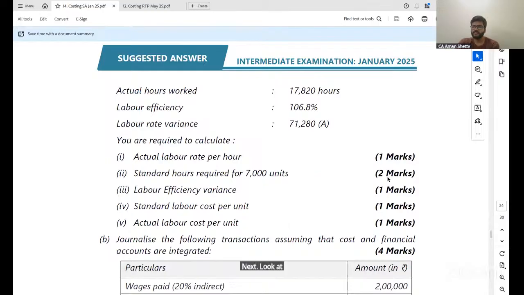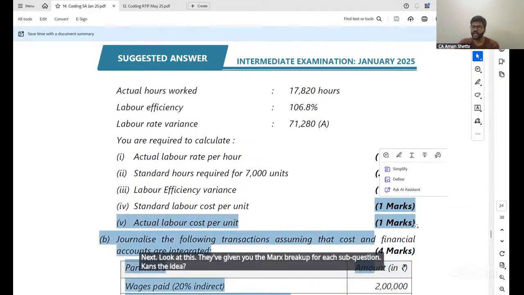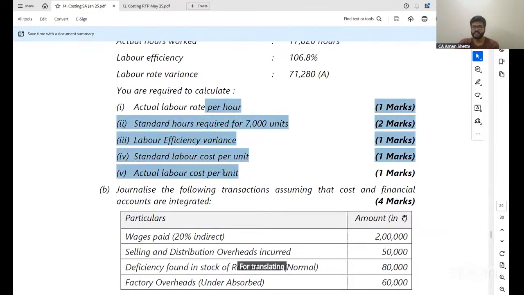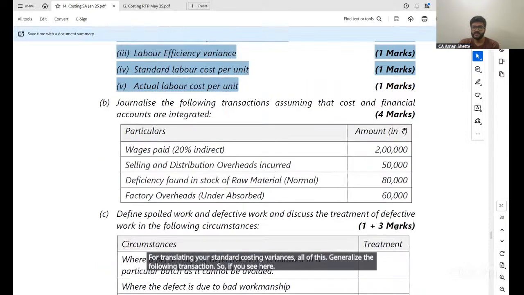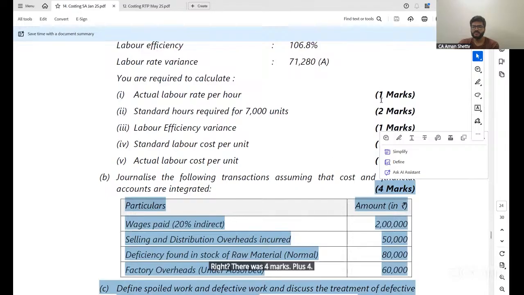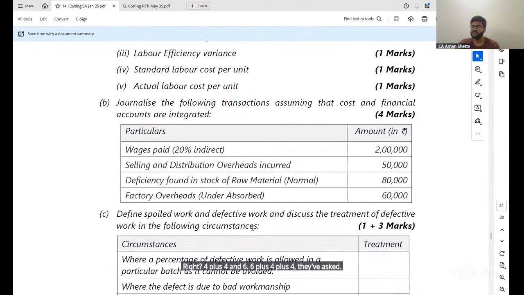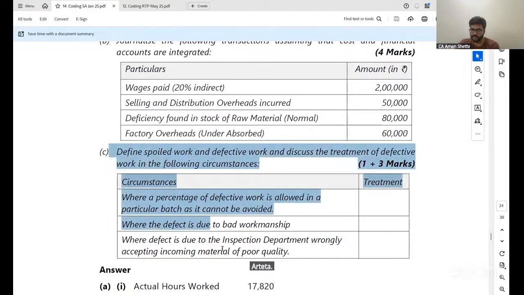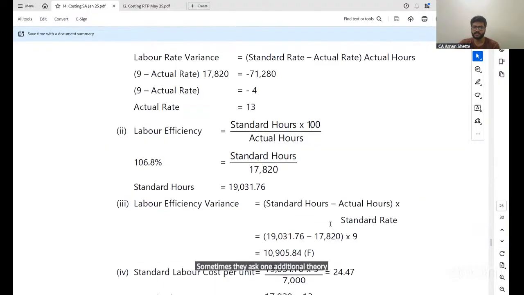Look at this. They've given you the marks breakup for each sub question, for calculating your standard costing variances, all of this. Journalize the following transactions. If you see here, there was 4 marks plus 4, right? 4 plus 4 and 6. 6 plus 4 plus 4 they've asked. So that is how you are getting one additional theory question. Sometimes they ask one additional theory question, not just in the last question.